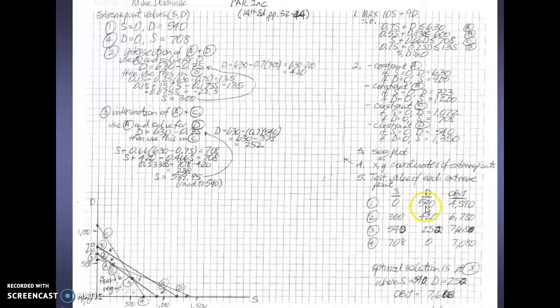When we plug 540 up into here, we get 0 plus 9 times 5, 9 times 540, 4590. Repeat for each of those other extreme point values. What do we get in terms of the largest value? Because this is a max expression, not a min. The optimal solution is point number 3, where S is 540, D is 252, and the objective function value is 7668.